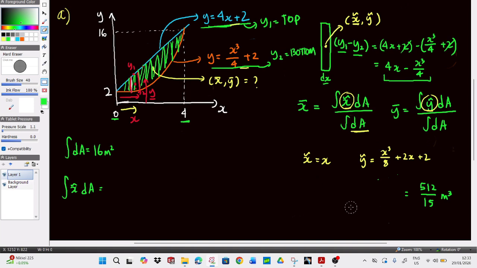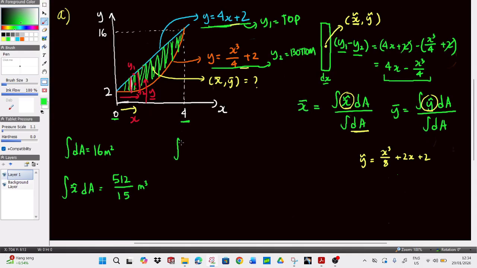Okay, to have space. So it's just 5112 over 15 meter cube. Okay, now we do the same for the y tilde. I think I'll need to erase a little bit to have some space. Okay, so hopefully we have space.